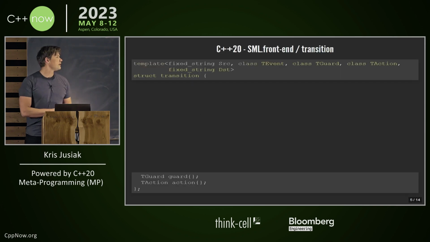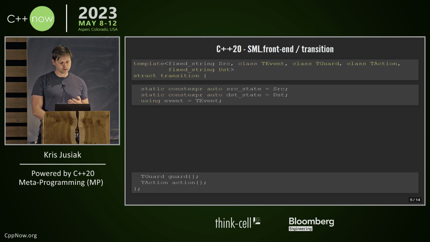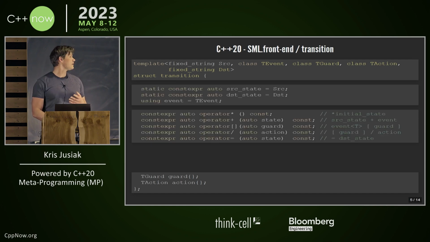So the idea behind that is to start from the transition. Transition will have the fixed string as a source state, event, guard, action, and destination state. And then we'll expose those. And the DSL will be just our operators, because that's what we do. And we overload all of them.